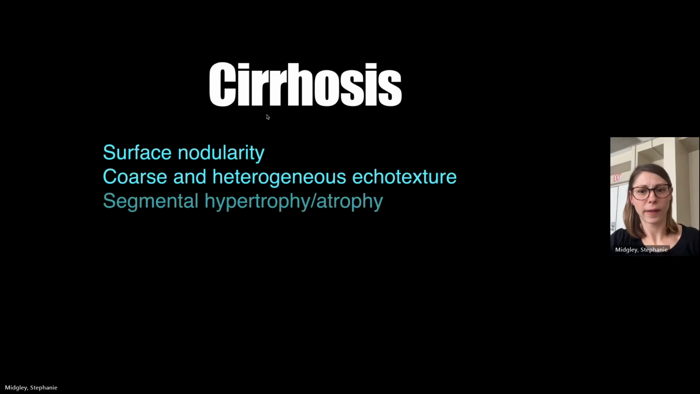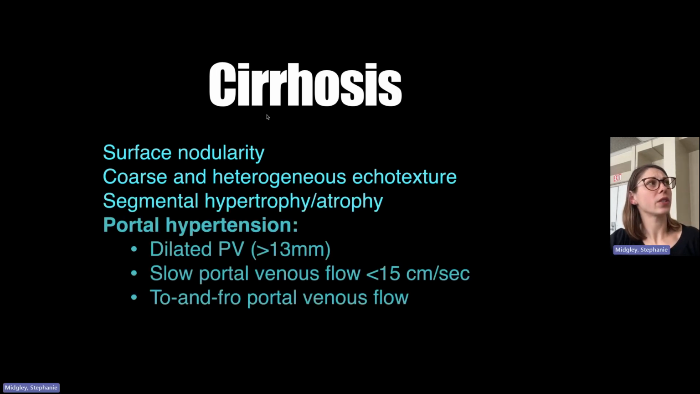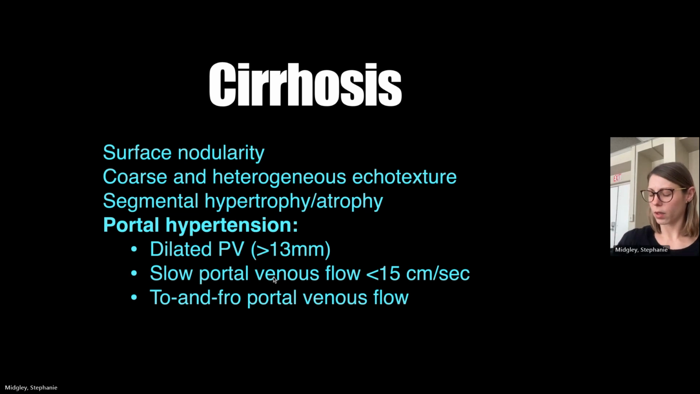Other things you can look for are signs of portal hypertension. So your portal vein is going to become dilated, so more than 13 millimeters. You're going to get a decrease in the velocity of the portal venous flow. So if you spectral Doppler it like you do for your VExUS score, the flow is going to be lower. It's just slower. And then you might get more pulsatility to it as well. And then finally, obviously, you can potentially get ascites.